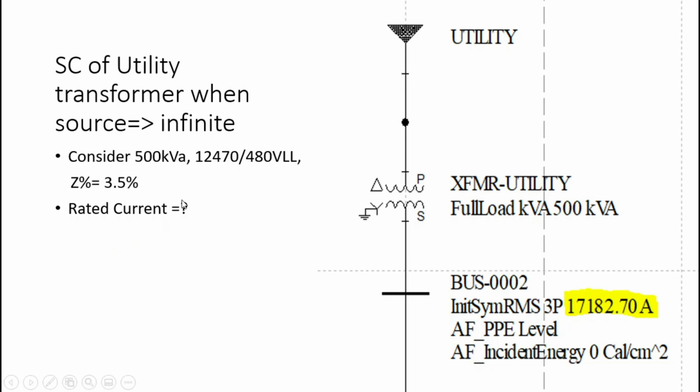So the first step is to calculate the rated current. Why? We know that 3.5% means that when 3.5% of the primary voltage is applied to this transformer at the primary side, you will get the rated current. And when you have the rated current and the percentage impedance, you can calculate the short circuit current. Let's calculate it and you will understand better.